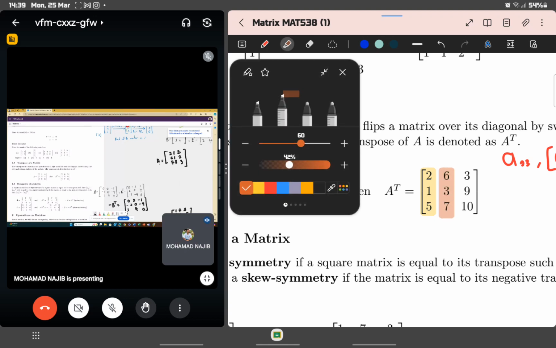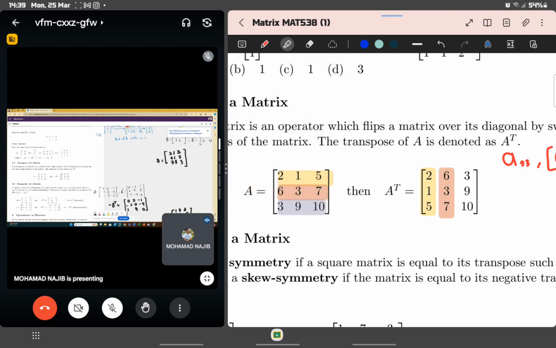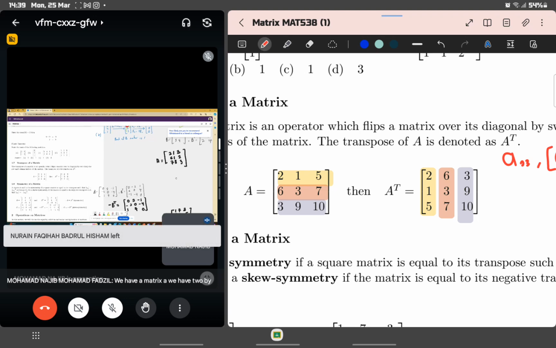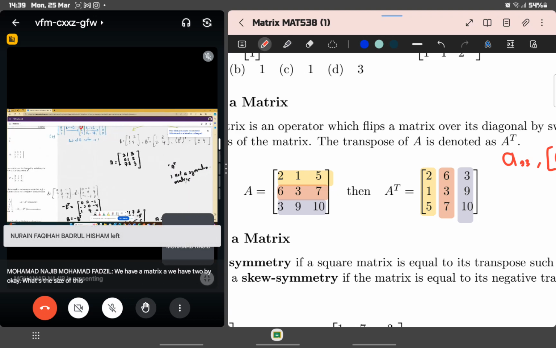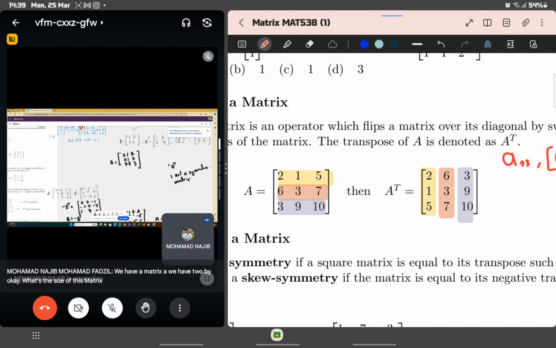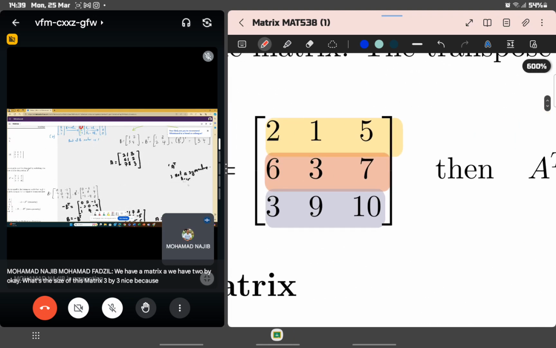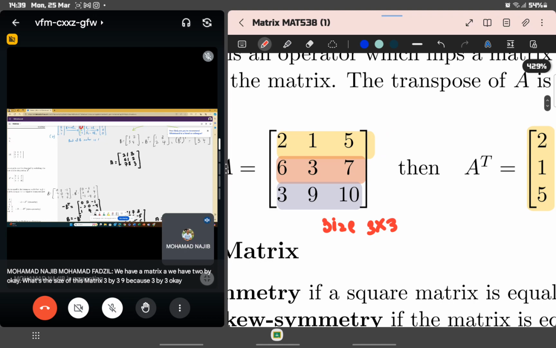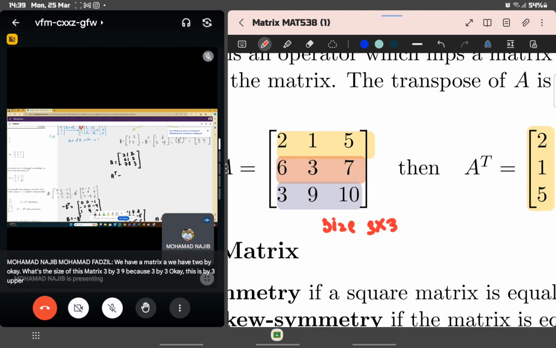Right. Contohnya, katalah saya ada dekat sini. Let's say we have a matrix A. We have 2 by, okay, what is the size of this matrix? 3 by 3. 3 by 3, nice, betul. Okay, this is 3 by 3. Apa dimaksudkan dengan A transpose? Maksudnya begini sahaja location dia.